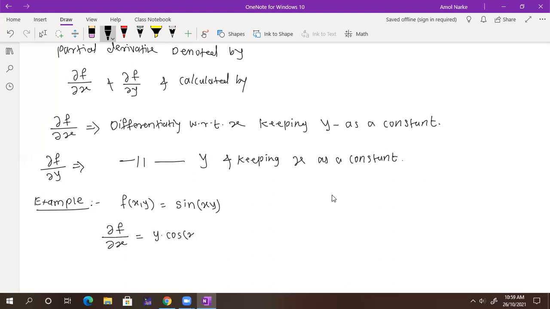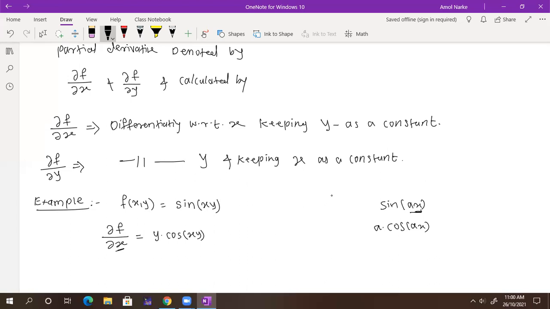Can someone tell me why it is y cos xy? Because we are taking y as a constant, sir. Exactly. Here, see, simple. What is the derivative of sin ax with respect to x? First you differentiate sine, it becomes cos ax, and then you differentiate ax with respect to x, so a came here. So here also, whenever you differentiate with respect to x, keep y as a constant. Differentiation of sine is cos xy, and then the derivative of xy, where y is constant, so keep y outside and the derivative of x is 1 only. So that's why y cos xy.